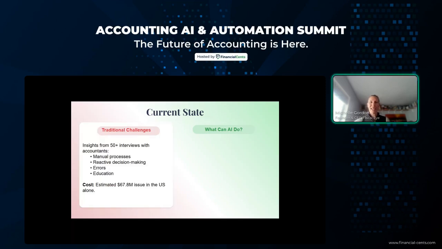Well, last year, I dove into this with 50 plus interviews with accountants and fractional CFOs. And this is what we found. They were bogged down with time consuming manual processes. These were causing them to be reactive instead of proactive in their decision making. There's also many inconsistencies and errors. And it's also hard to stay on top of education for themselves, but not only that, keeping the bookkeepers educated.